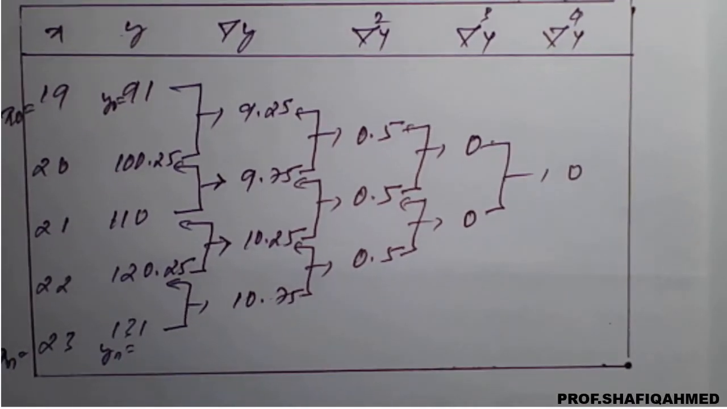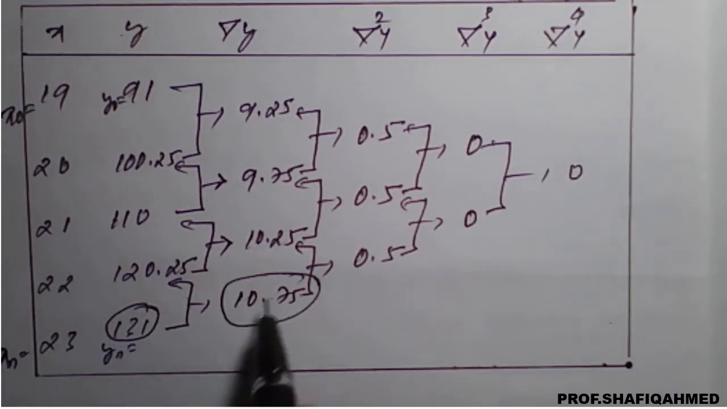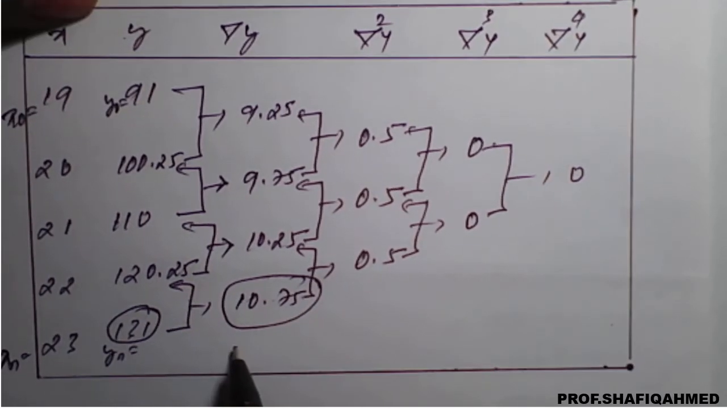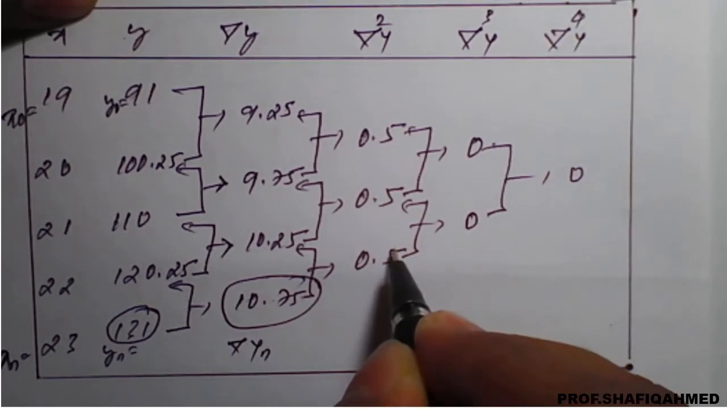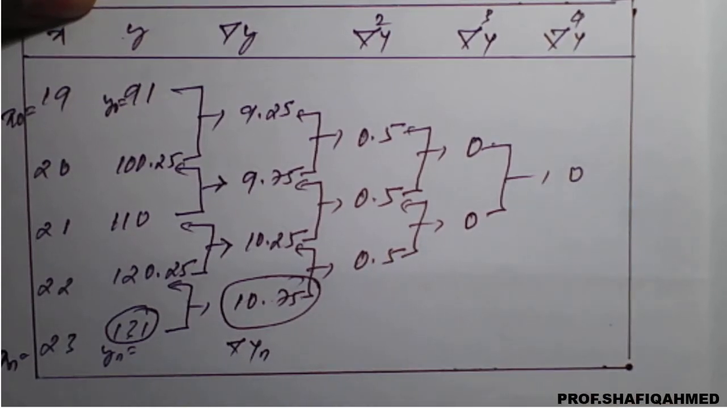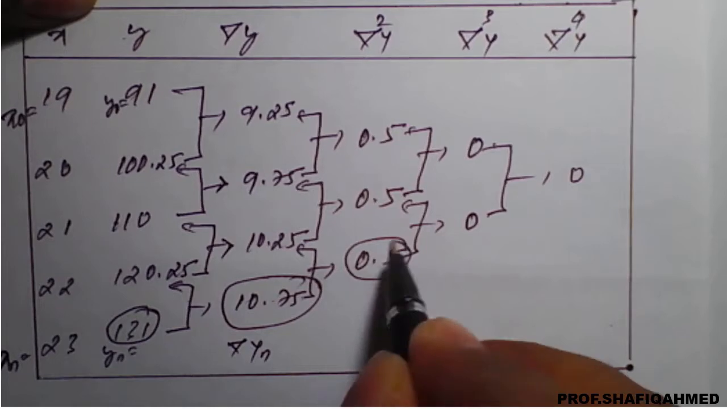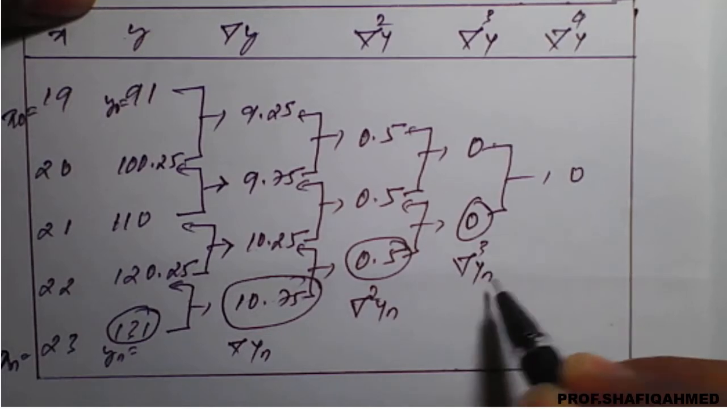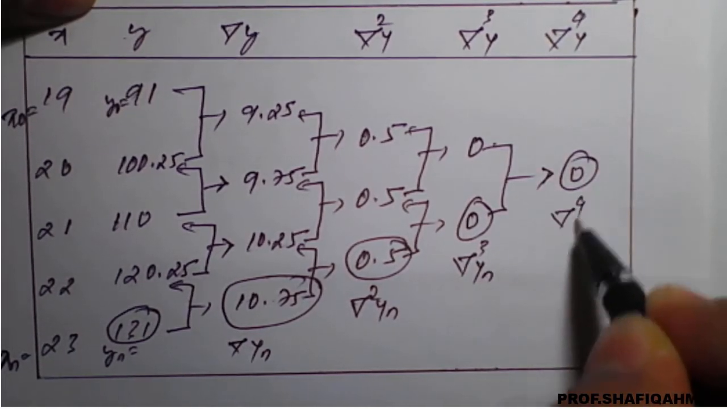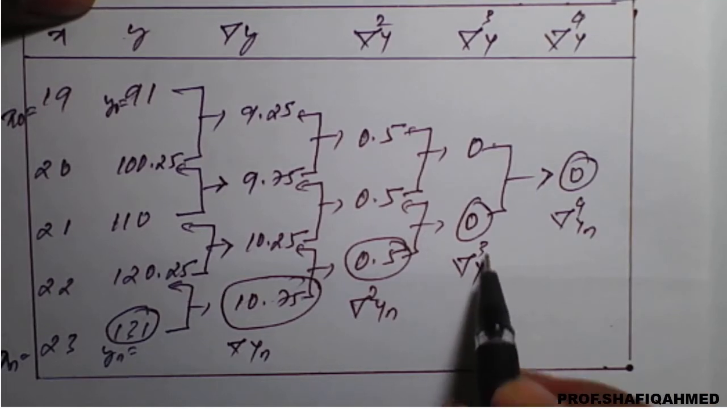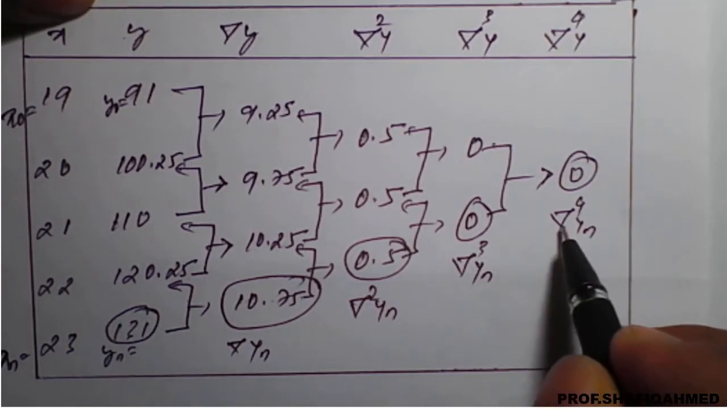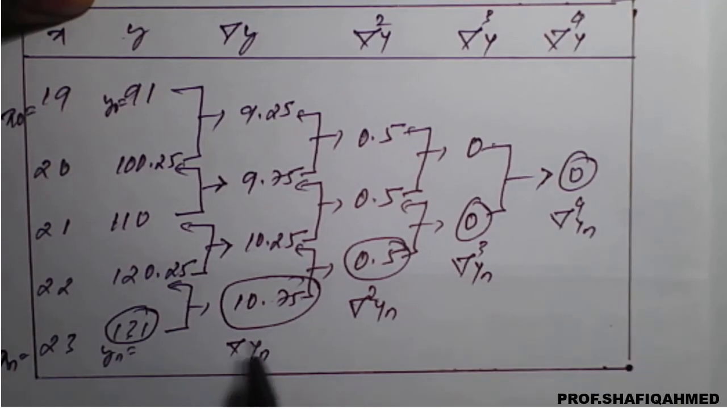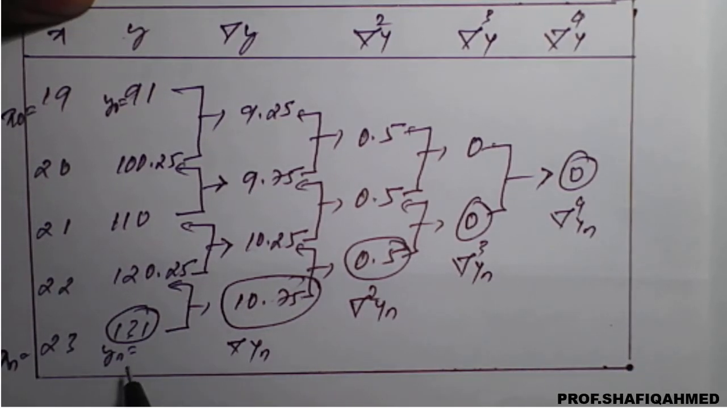As we know, 25.4 comes next to the 25, so we need to take the backward values. 10.75 is the backward value, that is nabla of yn. 0.5 is nabla square of yn. This 0 is nabla cube of yn, and this final 0 is nabla 4 of yn. Since nabla cube of yn and nabla 4 of yn are both 0, we'll write our backward formula including yn, nabla of yn, and nabla square of yn.